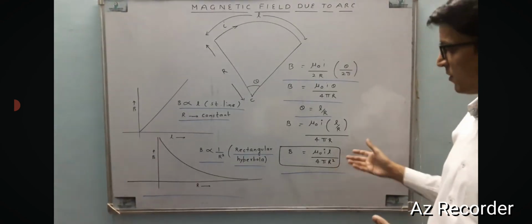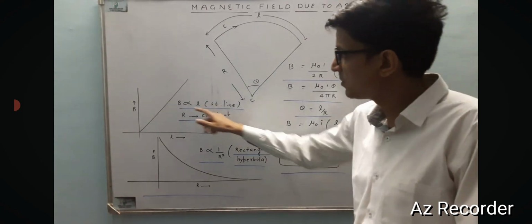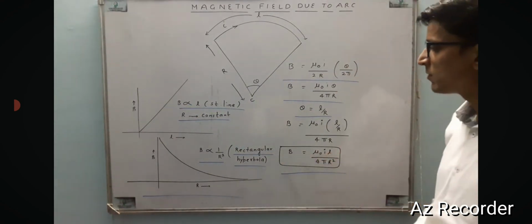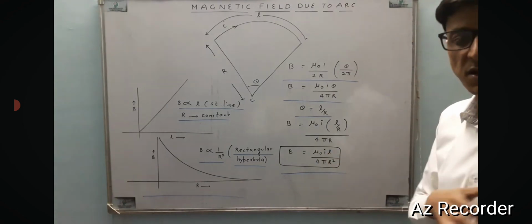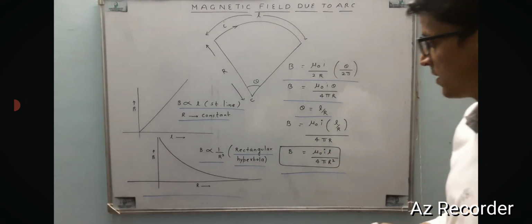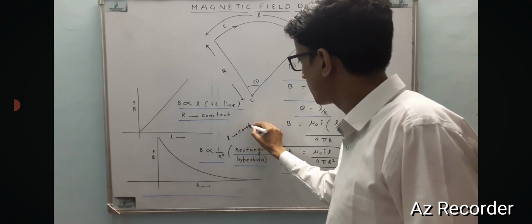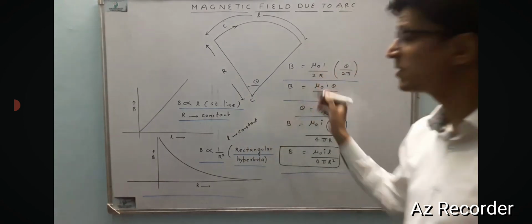If we draw the graph, then for constant r, B is proportional to L, so graph will be a straight line, and it's proportional to 1 by r square, so graph will be rectangular hyperbola for B and r. Here we assume that L is constant. So in this way, using this trick, you can solve your questions easily.